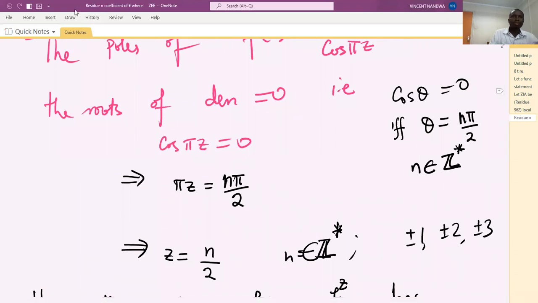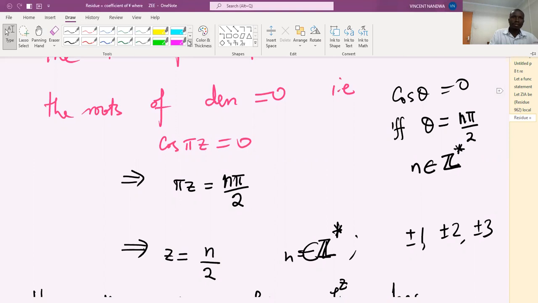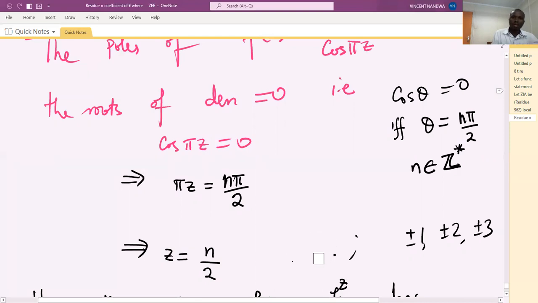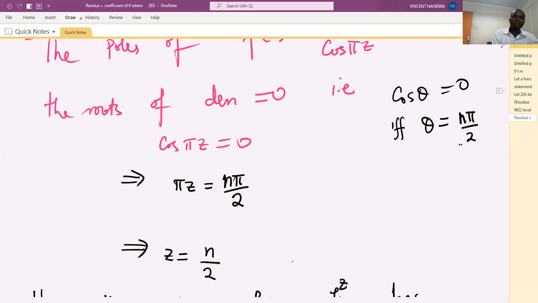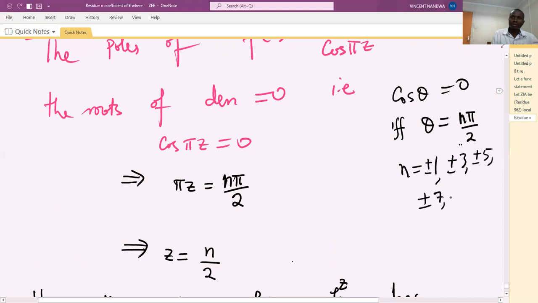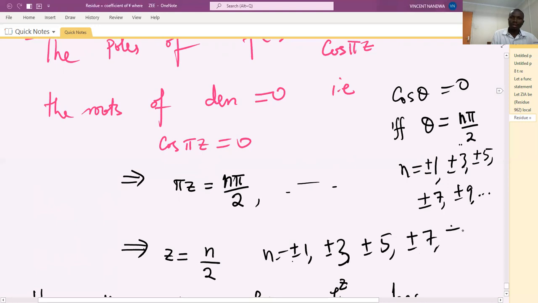Actually, the thing is that now when you're specifying these values, it's not just the non-zero integers, but they are non-zero odd integers, where n is plus or minus 1, plus or minus 3, plus or minus 5, plus or minus 7, plus or minus 9, etc. So n having the same condition.